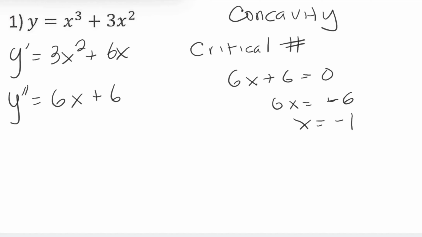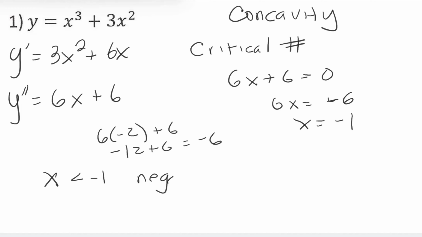So I know at -1, so let's do -2. If I did 6 times -2 plus 6, I get -12 plus 6. So I get -6. So when x is less than -1, it's negative. So it's concave down.